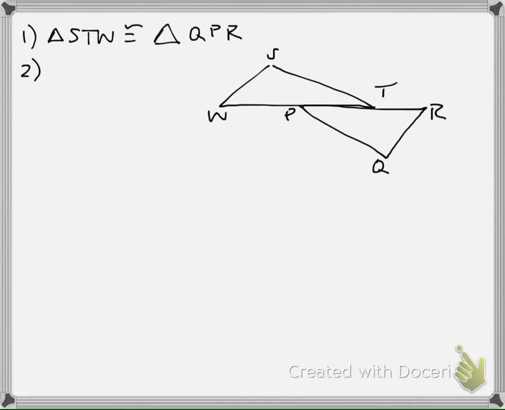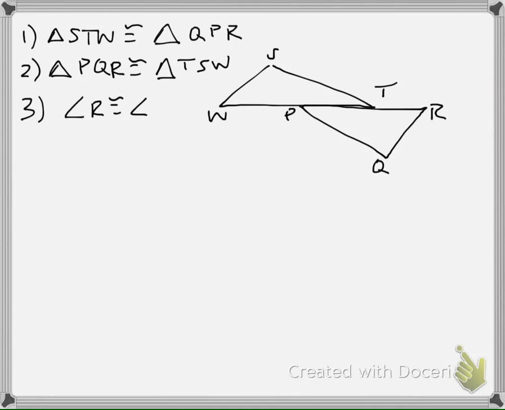Number 2, triangle PQR is congruent to a triangle, and you can use the figure above. Since P corresponds to T above, you write T. Since Q corresponds to S above, you write S and W. Number 3, angle R corresponds to what angle? So R corresponds to angle W. And you, once again, can refer to 1 and 2.